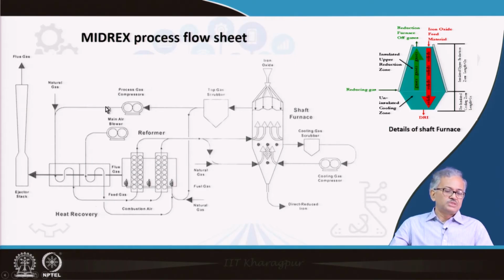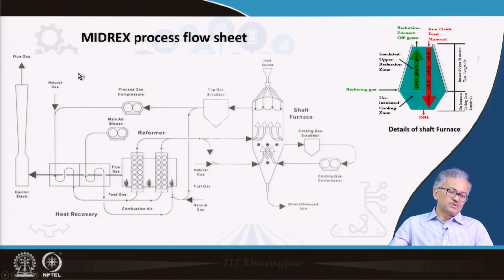And then you can see the process gas compressor is there. You take out the moisture, and after that the dry gas may contain CO, CO2 and H2, and it is mixed with the natural gas, and then it goes to the preheater. The preheater here is the gas preheater. It is also heated by the off gas from the reformer. The off gas of the reformer is used to preheat the inlet gas.